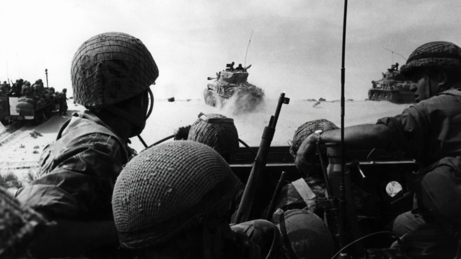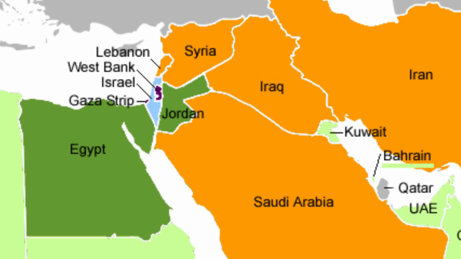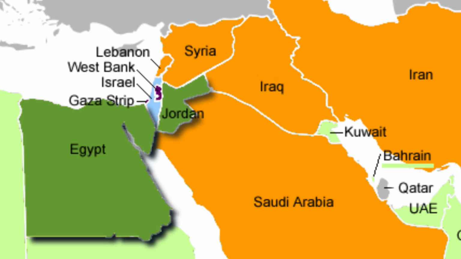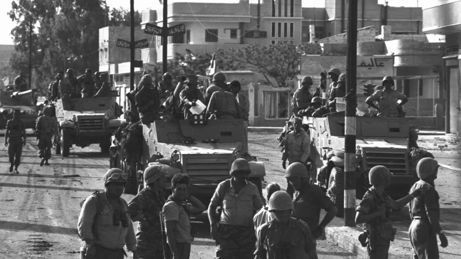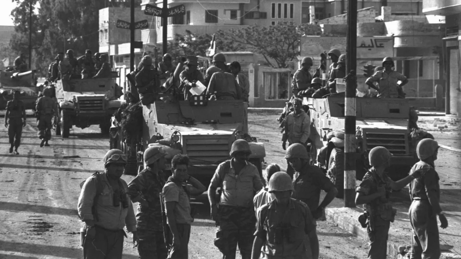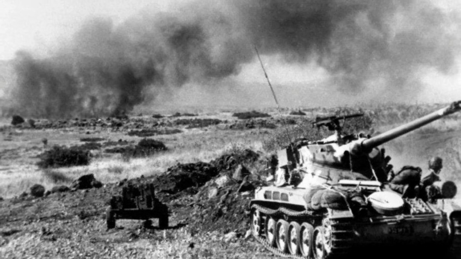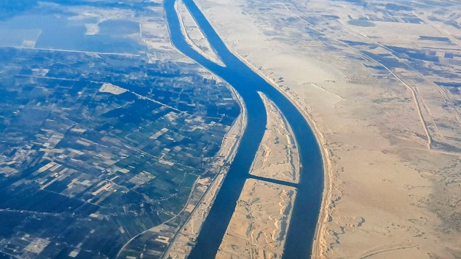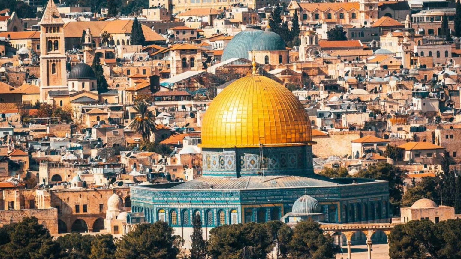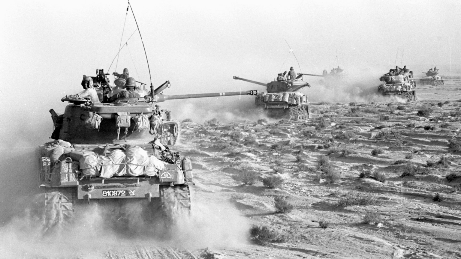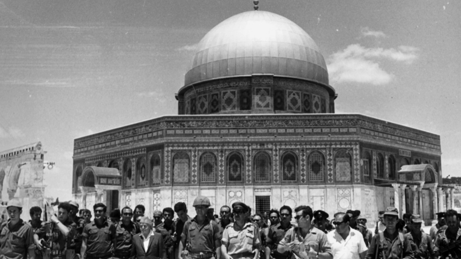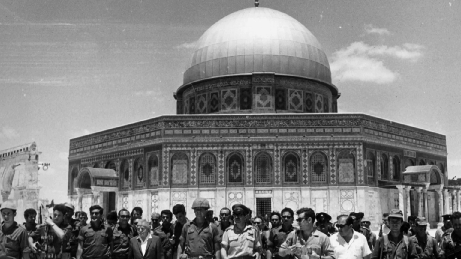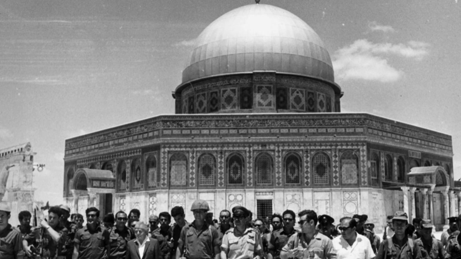In 1967, tensions boiled over again. After increasing threats from Egypt, Jordan, and Syria, Israel launched a preemptive strike. In just 6 days, Israel crushed the Arab armies and captured vast territories: the Sinai Peninsula, the West Bank, East Jerusalem, and the Golan Heights. Over 20,000 people lost their lives. The war reshaped the Middle East and left Palestinians under Israeli occupation, further fueling tensions.